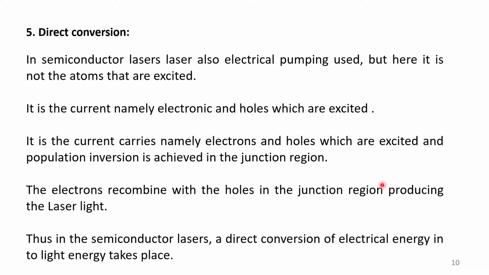Now we know about p-n junctions also, and the electrons recombine with the holes in that junction region, producing the laser light here. During the recombination of the electrons and the holes, there is generation of light, and that light is nothing but the laser light. Thus in the semiconductor laser, a direct conversion of electrical energy into light energy takes place, and in this way we can say that the direct conversion pumping method is used in a semiconductor laser.